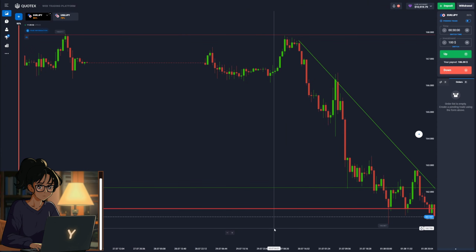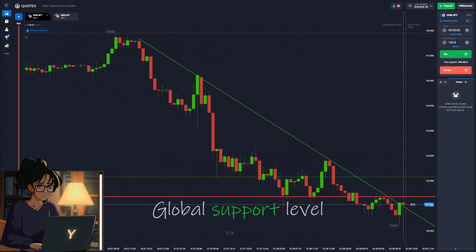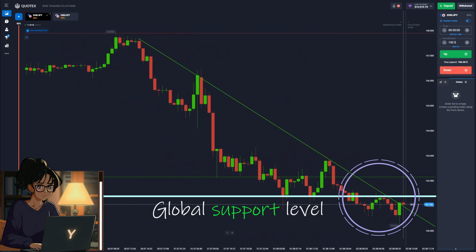There's a significant downtrend that has been going on for 4 days. This means we'll be looking for opportunities to enter a short position. This is a crucial beginner's mistake. Always look at the bigger picture. Where has the price been moving over a long period? Right now, the price has broken through a global support level and is approaching the trend line.